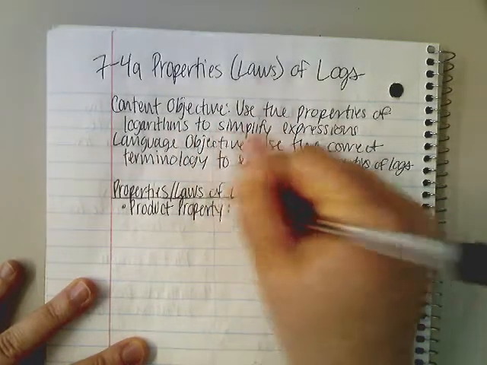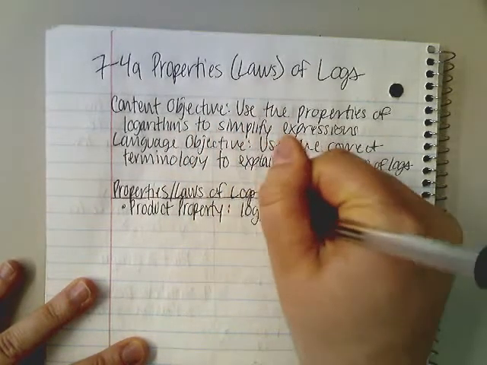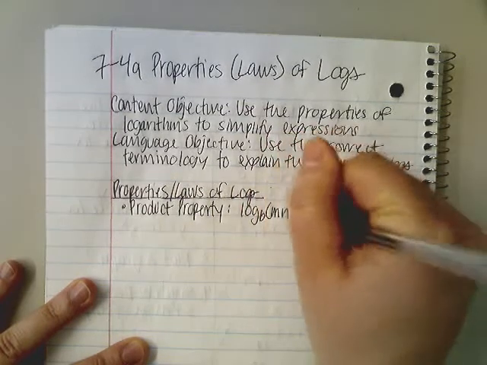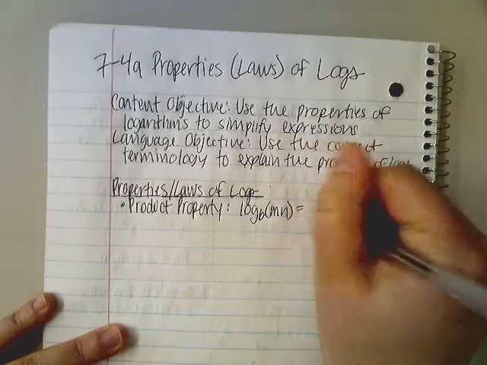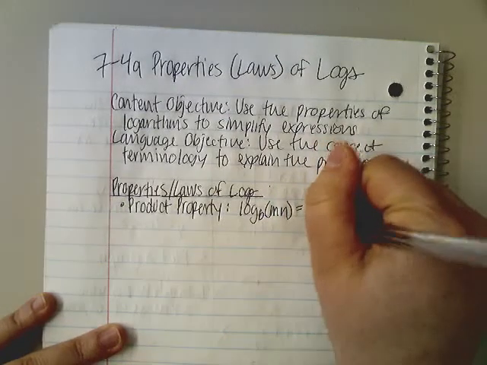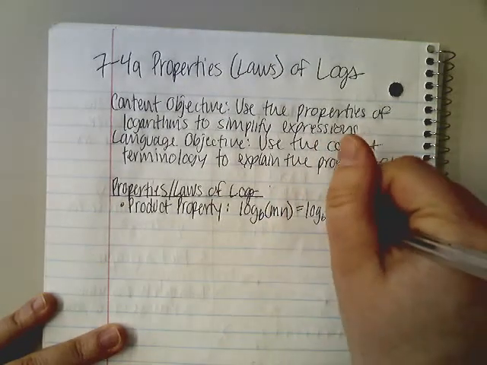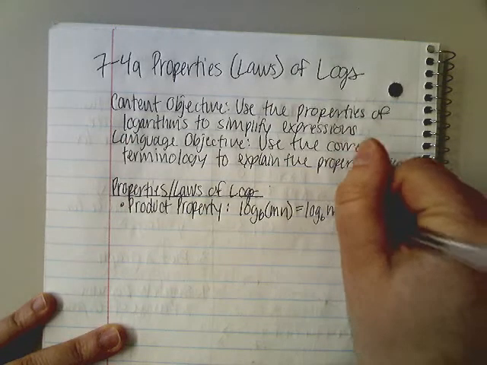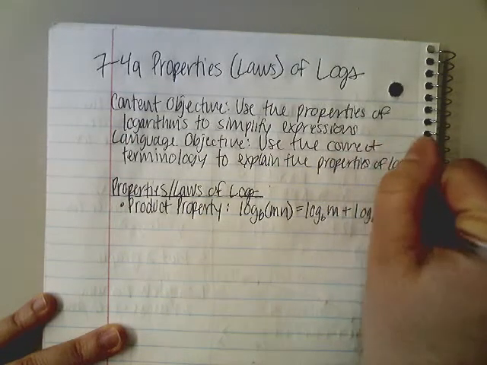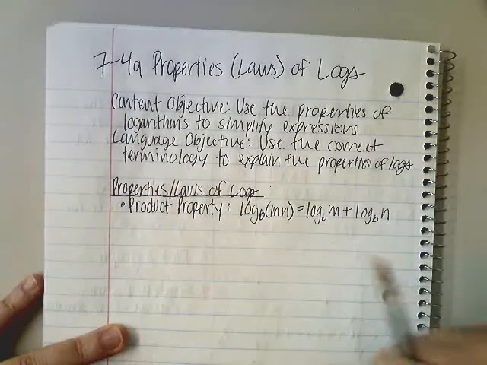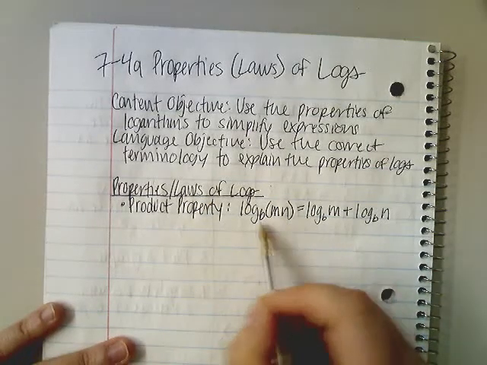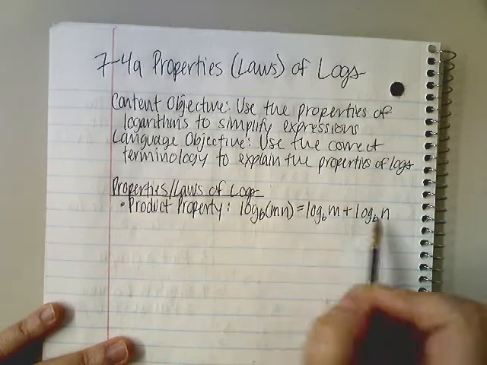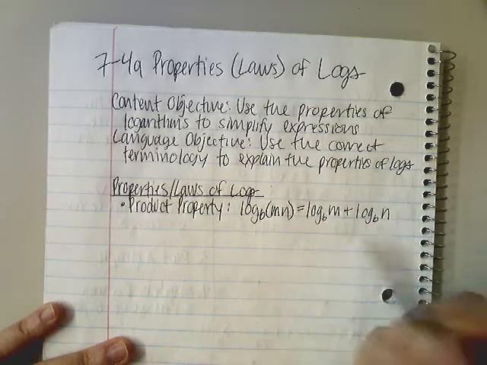And this says that if I have a log with a base of b and I'm multiplying two things in the argument, so I have m times n in the argument, I can rewrite that as two logs being added. So log base b of m plus log base b of n. I think this is really cool because, if you remember our laws of exponents, if I'm multiplying two things with the same base, I add their exponents. And that's pretty much what we're doing here.